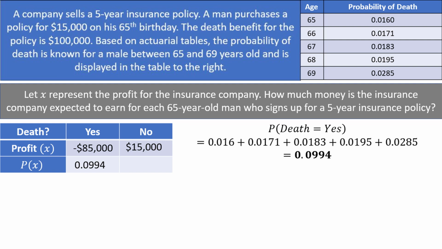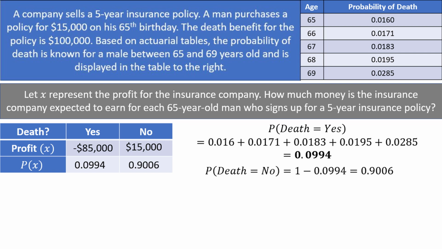On the other hand, the chance that a 65-year-old does not die in the 5-year period is just the complement of the probability that he does die. So if there's a 9.94% chance that someone does die in the 5-year period, there must be a 90.06% chance that they do not die, or 1 minus 0.0994. This is the value that forces all of the probabilities in the table to sum to 1.